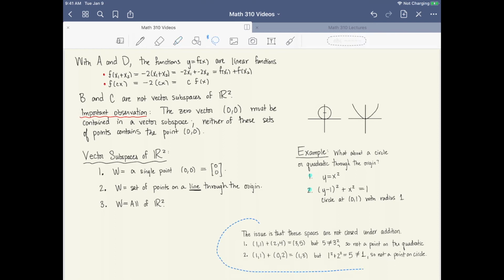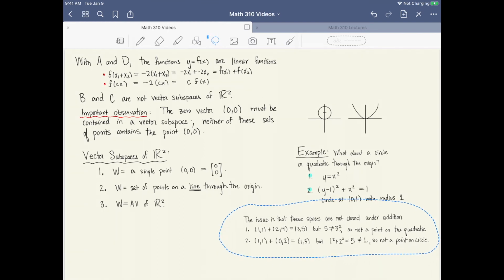The issue with these spaces is that they are not going to be closed under vector addition. You can convince yourself of that by taking pairs of points that lie on these sets and adding them together and getting some other coordinate that doesn't lie on that set. In the case of the quadratic, you could take, say, (1, 1) and (2, 4) and add them together, but (3, 5) is not lying on this quadratic because 3 squared is not equal to 5.